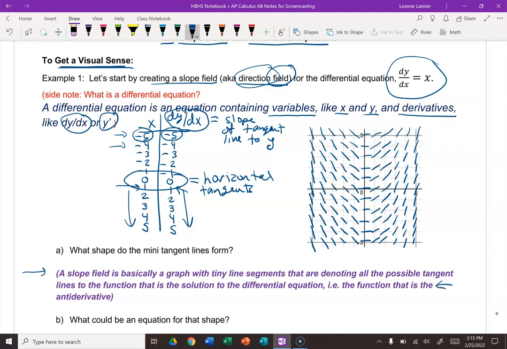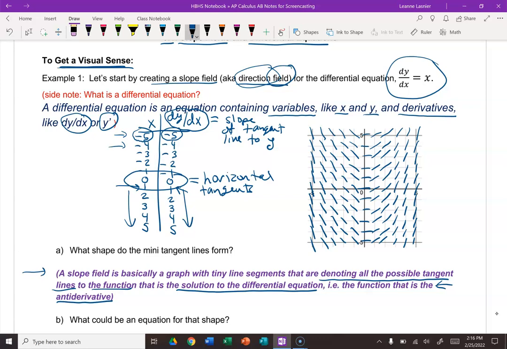So I'd like you to write this down on your outline. It's a graph with tiny line segments, as you can see here. And what they are denoting are all the possible tangent lines to the function that would be the solution, or the antiderivative, to this differential equation.